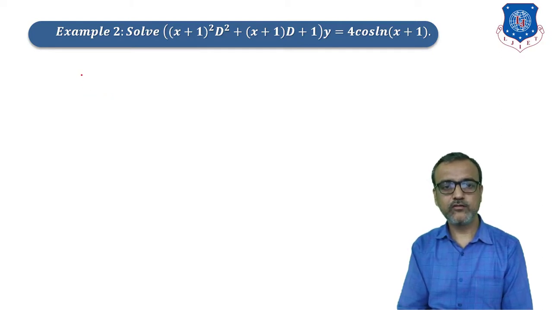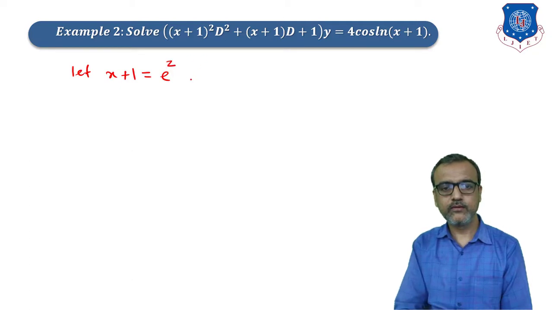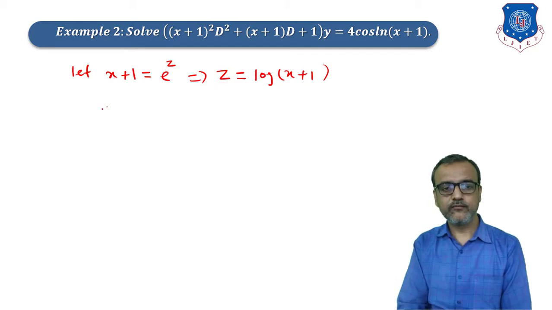Now to solve this differential equation, let x plus 1 be equal to e raised to z. Therefore, taking logarithm on both sides, we have z equals logarithm of x plus 1, and from here we will find out x. Therefore x equals e raised to z minus 1.